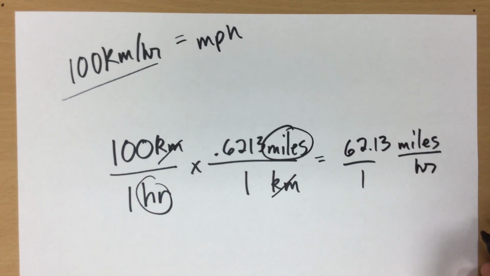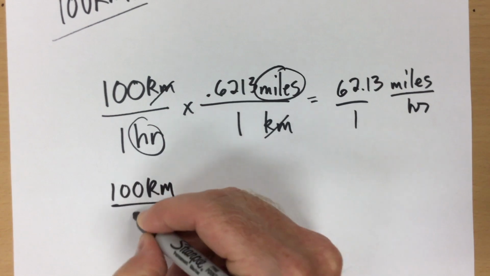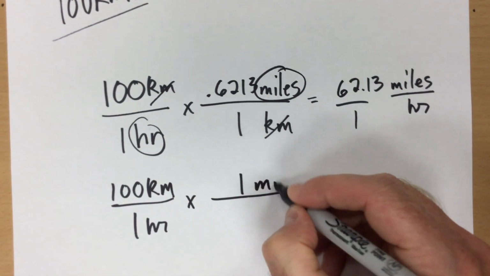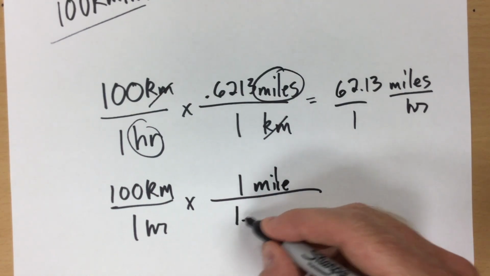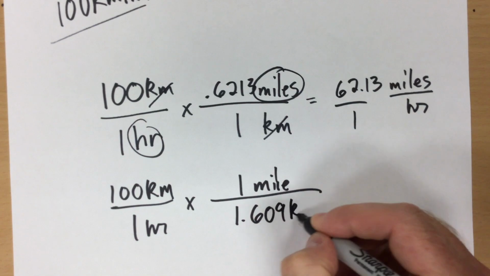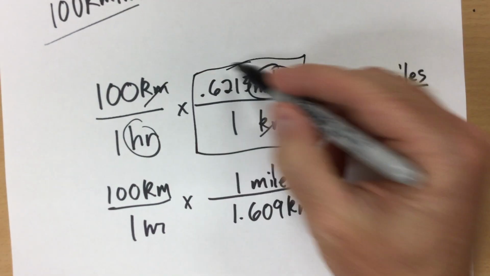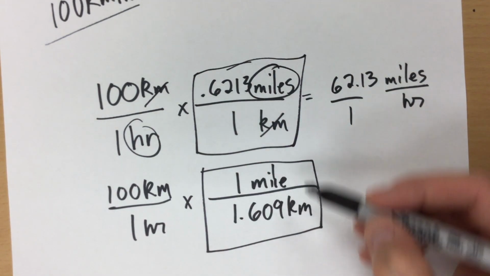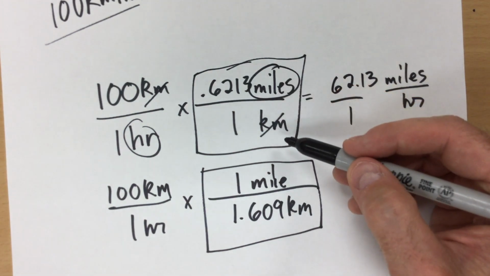But I could do it another way as well. I could have my 100 kilometers per 1 hour. And in this case, I could have put 1 mile. Now, if I would have had 1 mile, that would have been the same as 1.609 kilometers. So which one is correct? Is this a conversion factor, or is this a conversion factor? Well, guess what? They both work. 1 mile is that many kilometers, and 1 kilometer is that many miles. Again, these are things you can look up using Google pretty quickly.